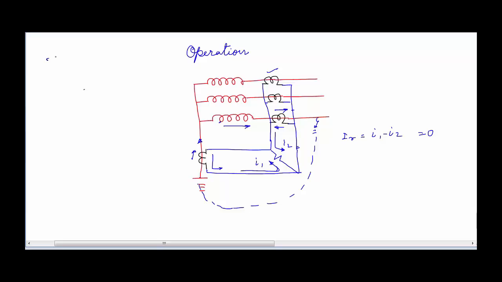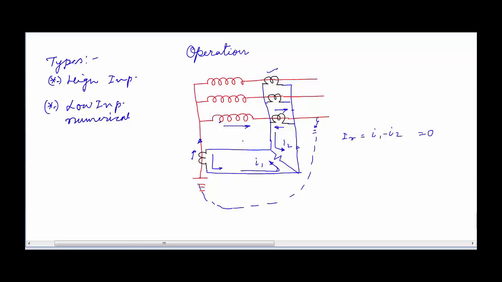So now talking about the types of REF protection that are available to us, we have two types. The first one is high impedance REF protection, and the second one is low impedance. Low impedance REF protection is basically implemented with the help of numerical relays. So in order to implement low impedance REF protection, we need to have numerical relays. But high impedance REF protection is the one which we discussed just now.